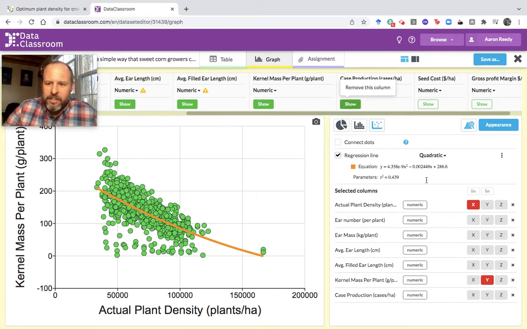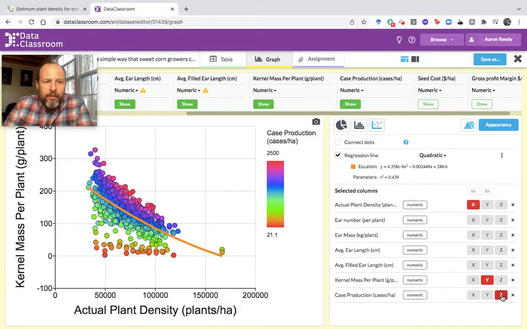So I click show to add that, and I'm gonna go down here to the control panel and add it as Z. So I'm gonna keep the same graph, and I add this variable, and I've already selected the sine bow color scheme here. But what we can see is that the greater the production of the total field, those are in the up here at the top of this scale.